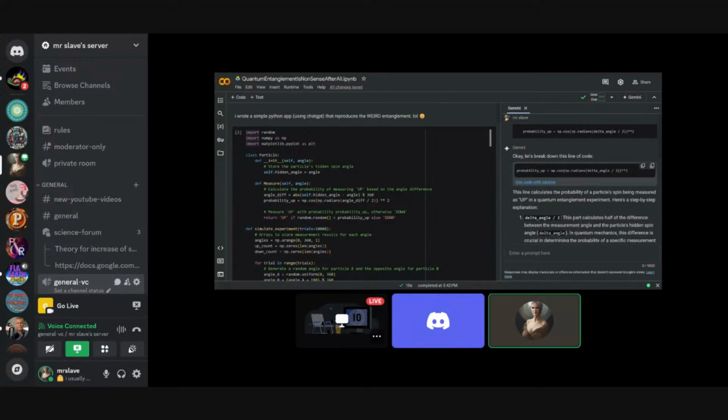So let's say the particle is pointing to 1:30 o'clock, 1 o'clock and 30 minutes, that's exactly between 1 and 3.